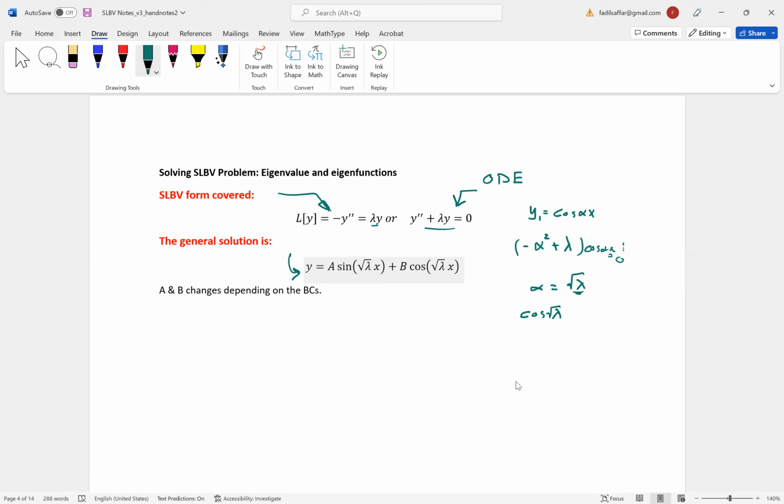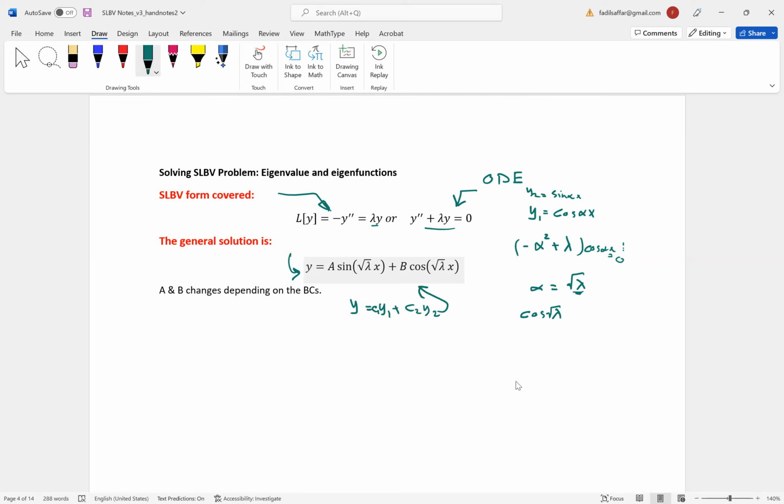And if we use another solution, y2, which is sine alpha x, and use the same method, you'll basically find that your general solution is just like what we learned, that it's c1 y1 plus c2 y2, which is what we have here.